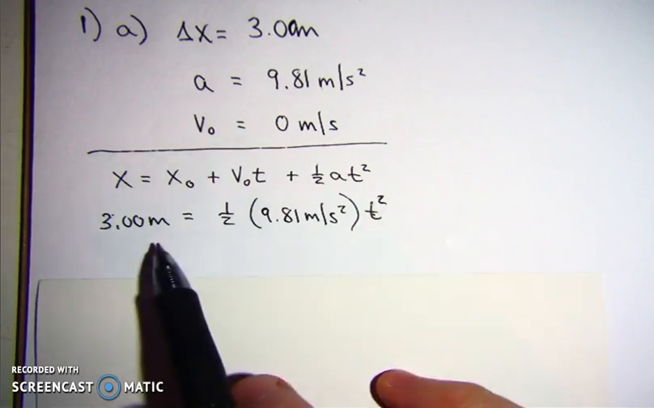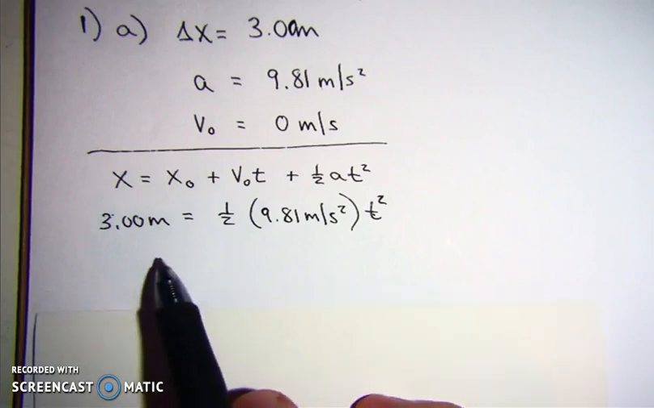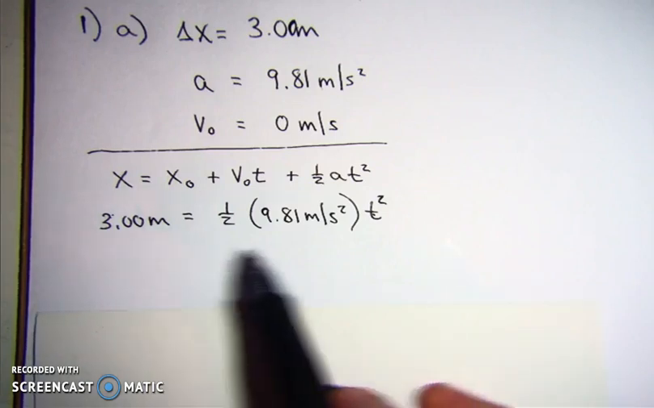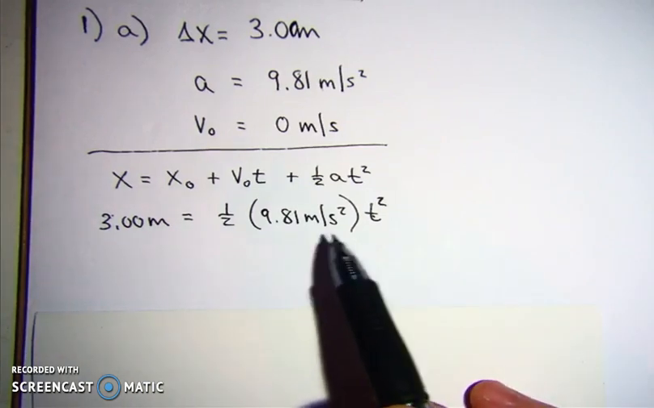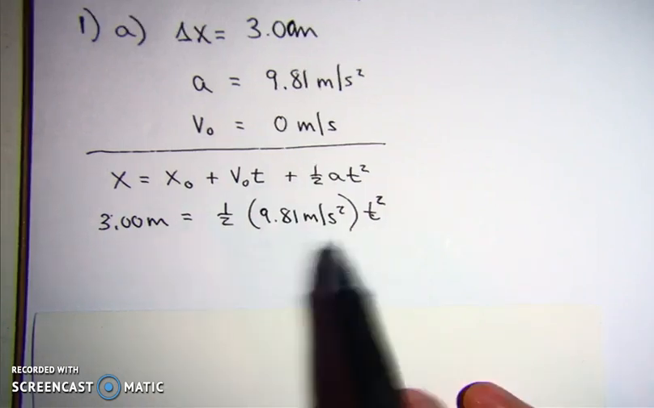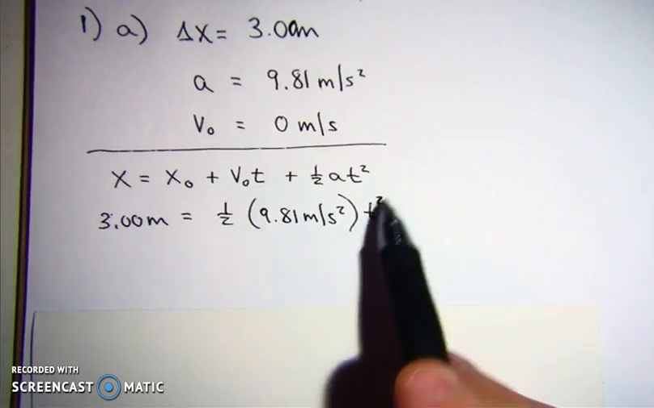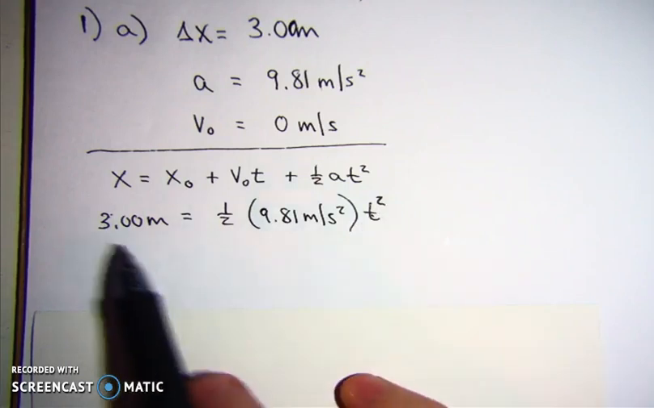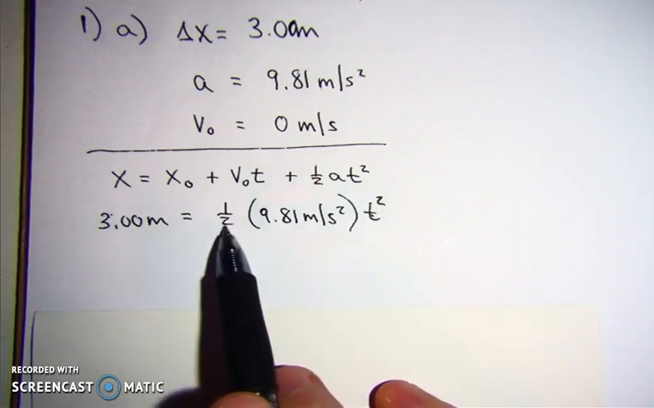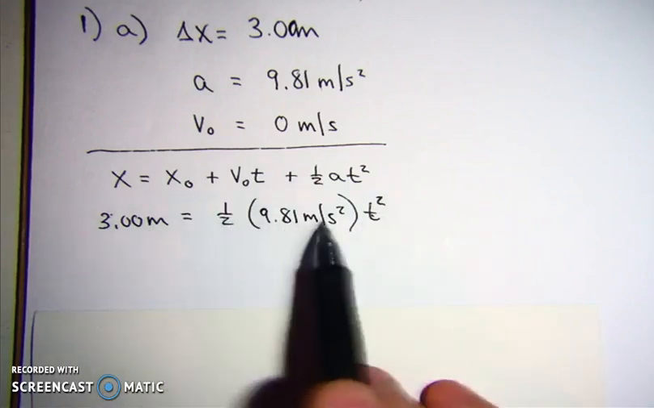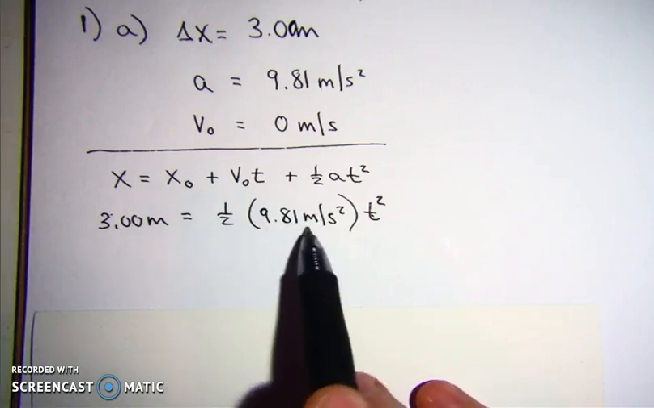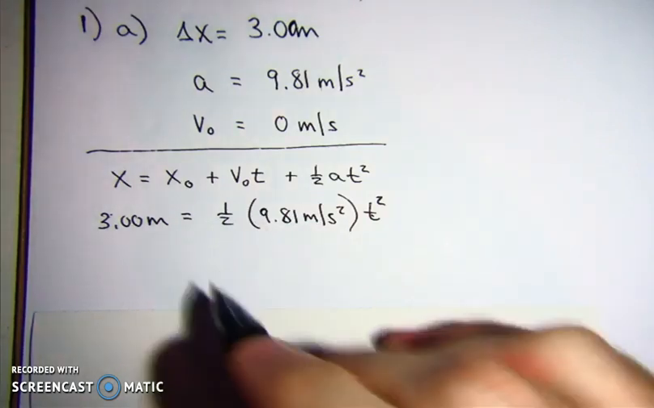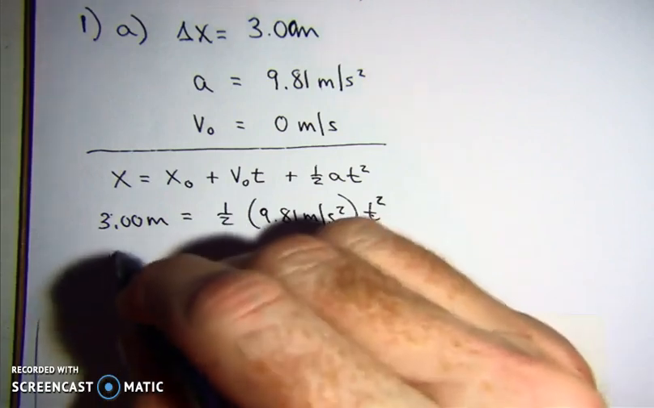So we need to go ahead and solve for this, and if you remember back from the beginning of the semester, you did algebraic rearranging to solve for variables, so we need to get t isolated, get t squared by itself. So how are we going to do that? Hopefully you said divide by this product right here, 1/2 times 9.81 meters per second squared.